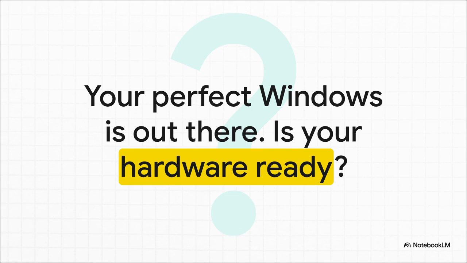So let's wrap this up. Finding the right Windows, it's really a two-part mission. First, you've got to climb the ladder and find the version with the features that you actually need. But then, and this is just as important, you have to make sure your hardware is ready for it. So yeah, your perfect version of Windows is definitely out there. The real question is, is your PC ready for it?